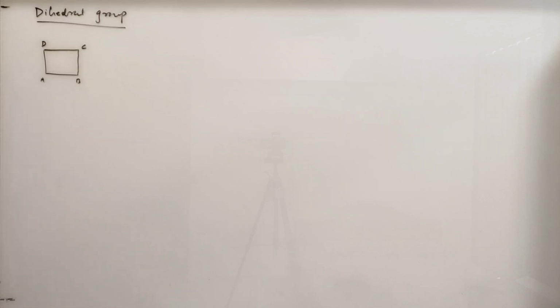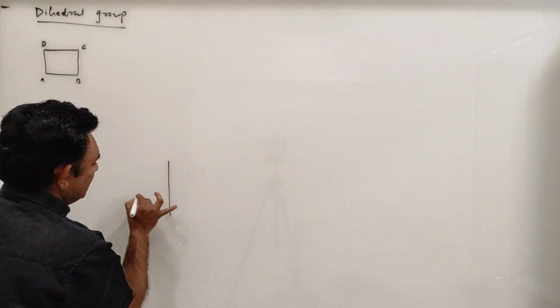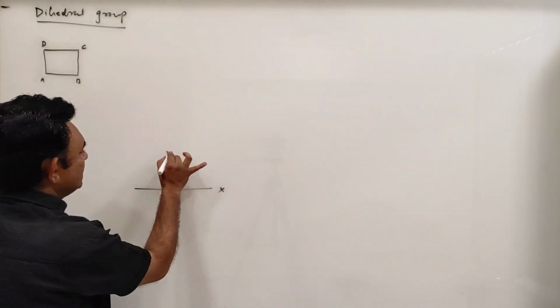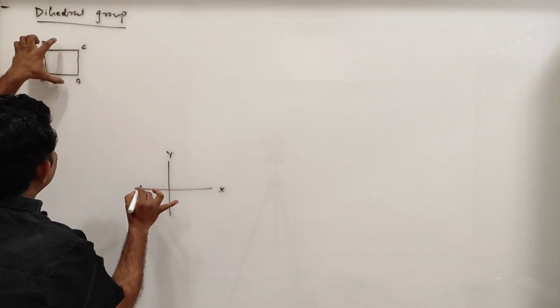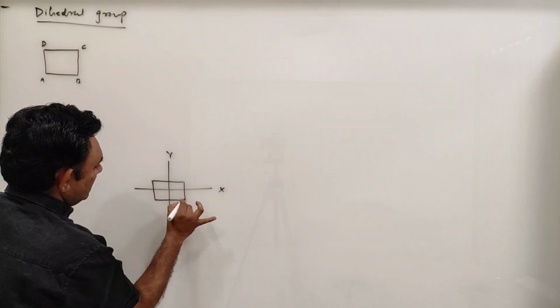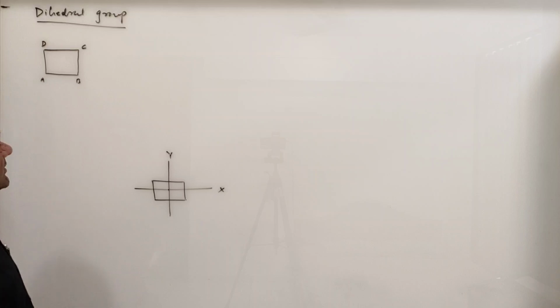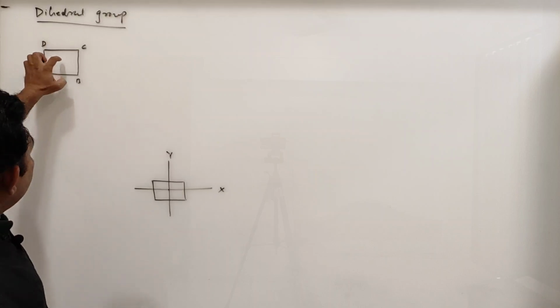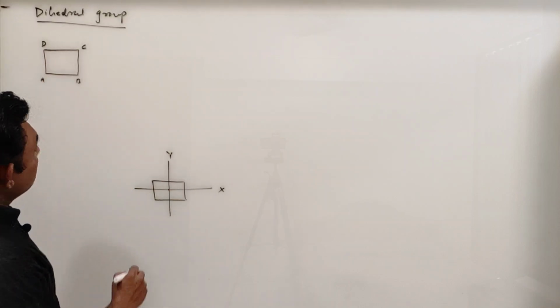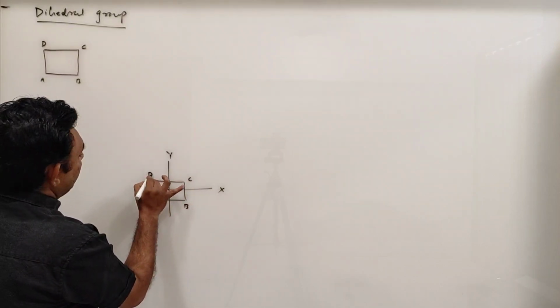Okay. Now what I will do is rotate this square. Imagine this is my x-axis, this is my y-axis, and you put this square so that the origin is the intersection point of its diagonals. So the center of the square is at the origin. So I have this situation, with A, B, C, and D.